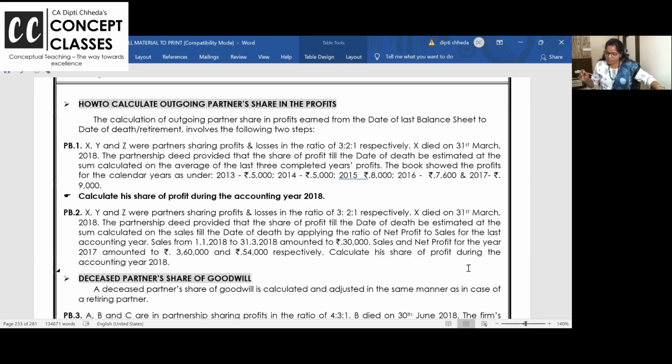X and Y and Z were partners sharing profit and losses in the ratio of 3:2. X died on 31st March. The partnership deed provided the share of profit till date of death on average of the last 3 years profit. Okay, great. They said last 3 years profit का average ले लो और उस हिसाब से you pay them. So we will take the profit. And this partner died on 31st of March. And they are following calendar year. Means their year ending is December 2013-14.